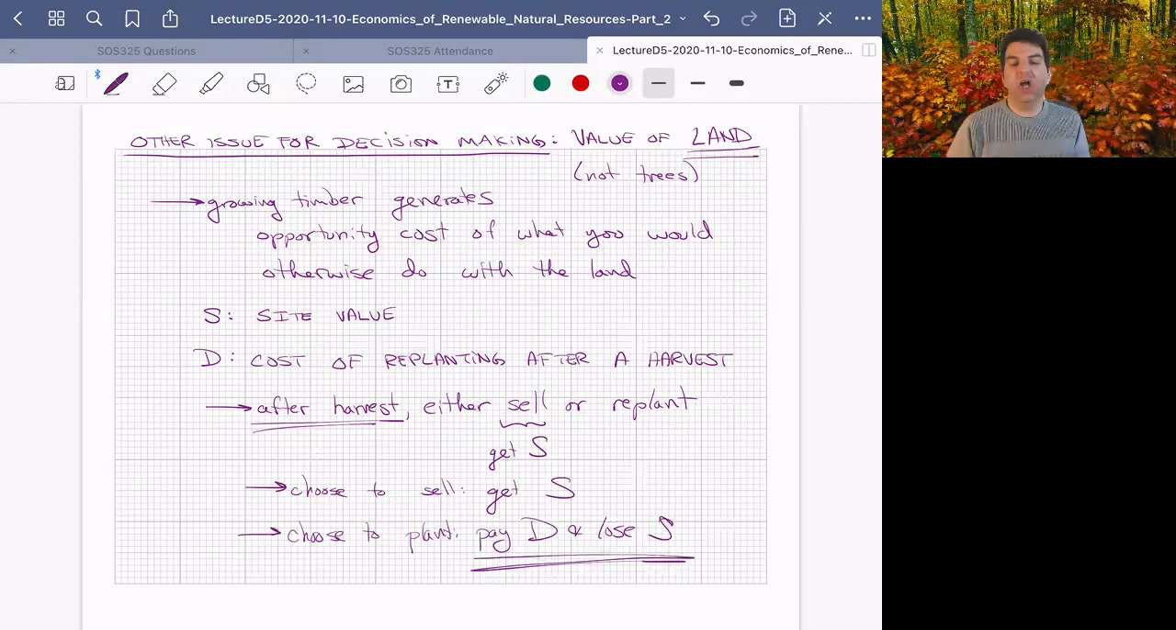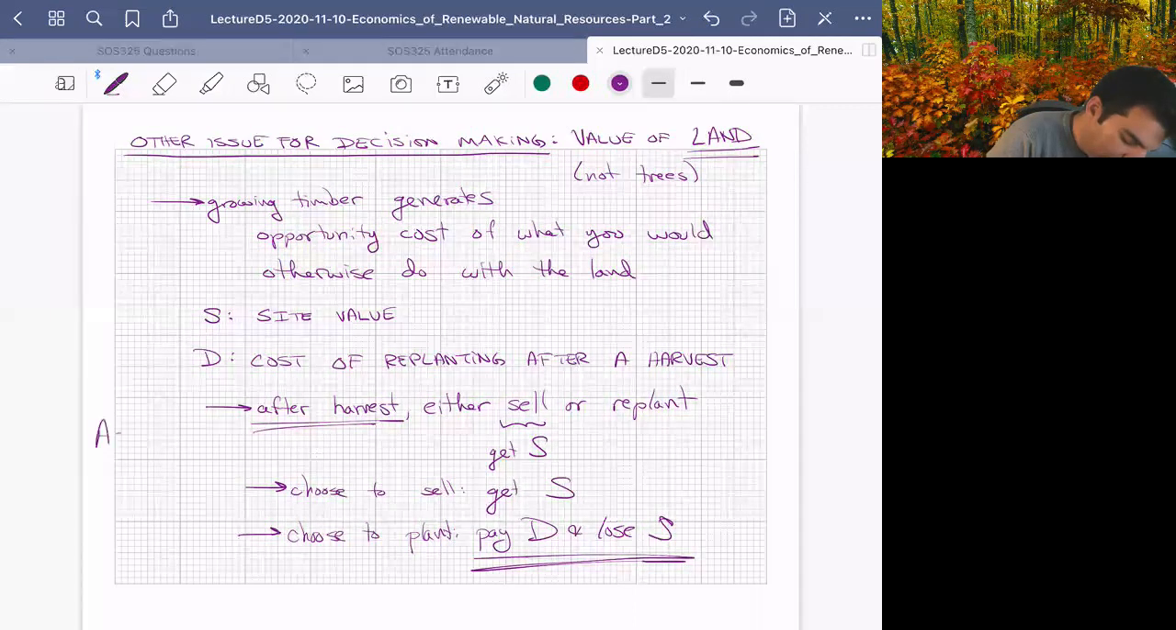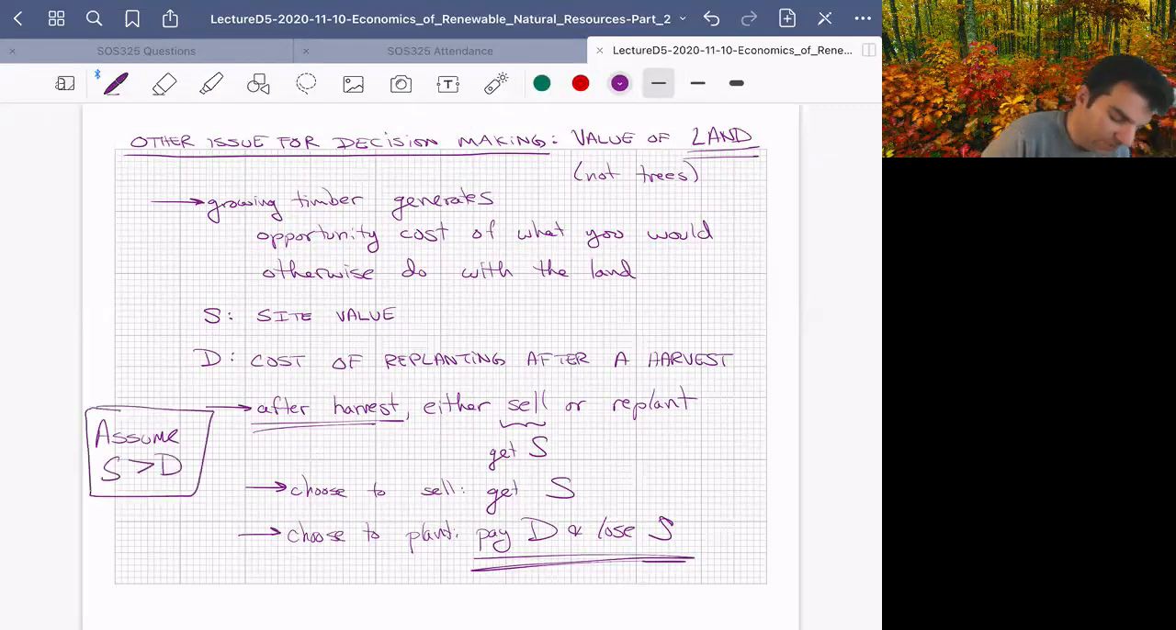Because it's lost opportunity. You've lost S. So that's what we're trying to model here. All right, so the way we do that is to set up another one of these no arbitrage conditions. And by the way, I'm going to assume S is greater than D in all of these things. So I'm assuming that the site is worth far more than it costs to replant it. That's just a background assumption to make this thing go.